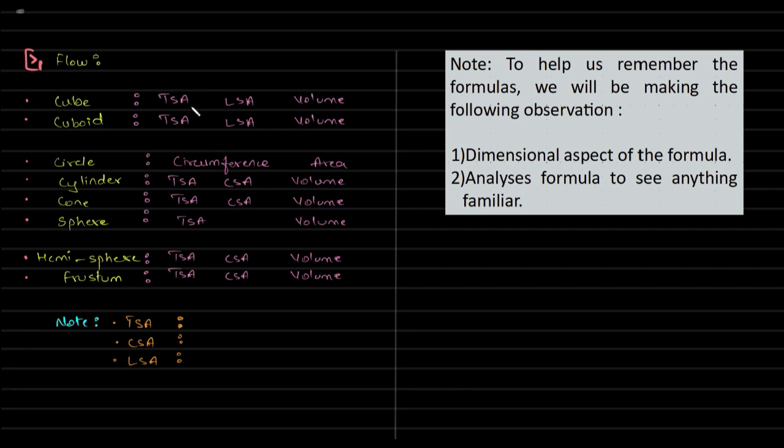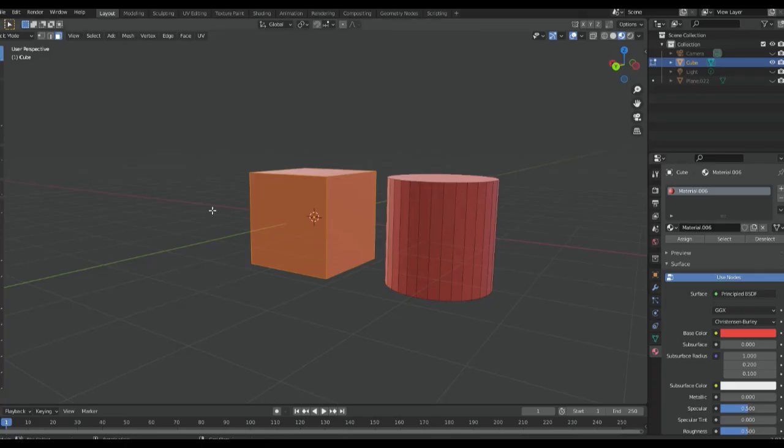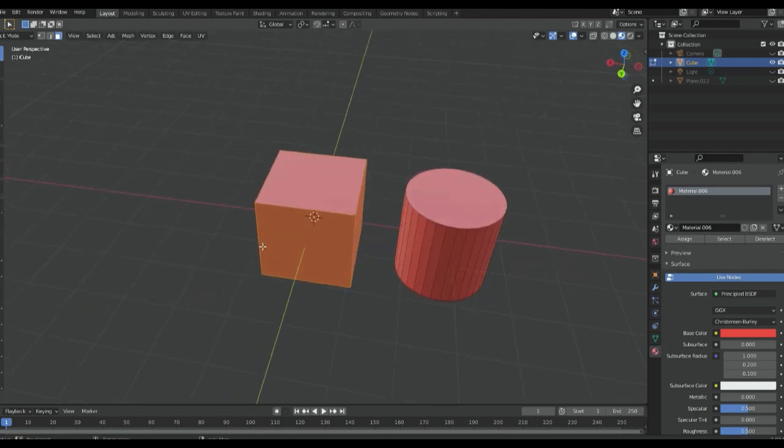And in each of these, we are looking at TSA, LSA, volume, area, circumference, and so forth. So what is this TSA? TSA stands for total surface area, while CSA stands for curved surface area. LSA stands for lateral surface area. Let me show you a live example so that we understand things better.